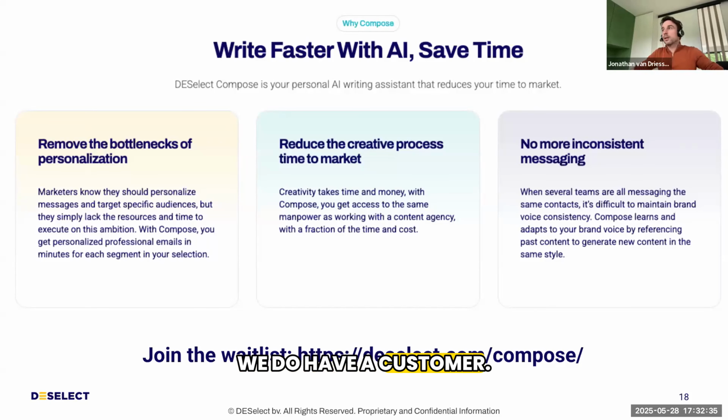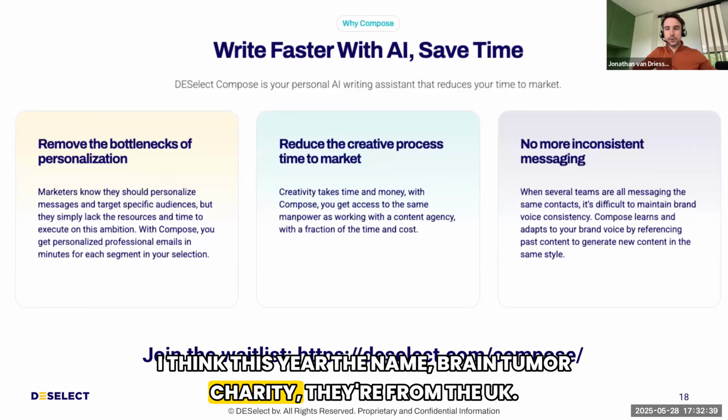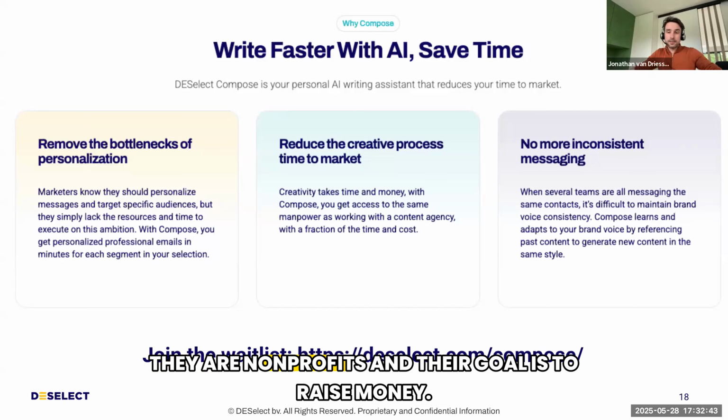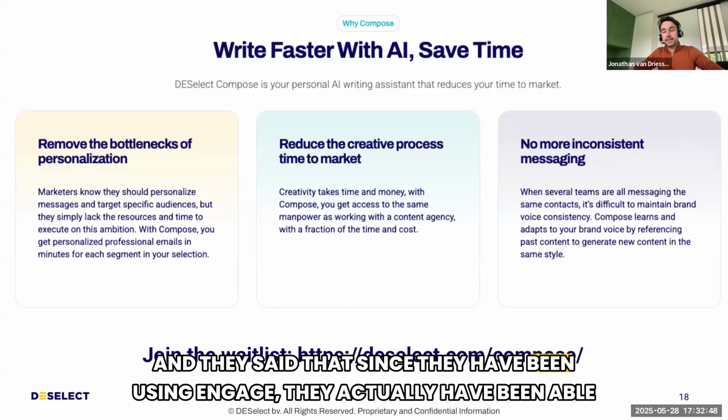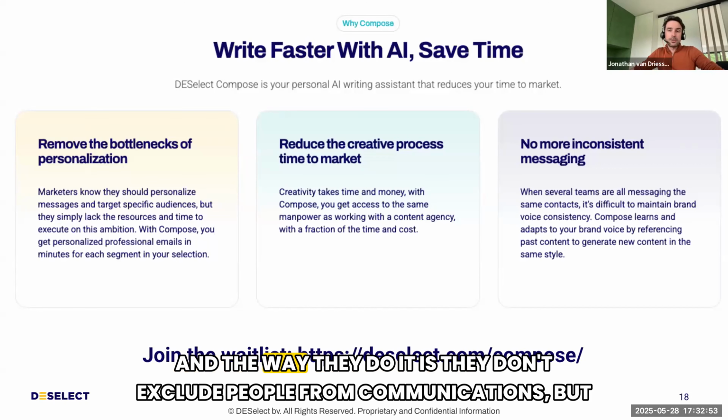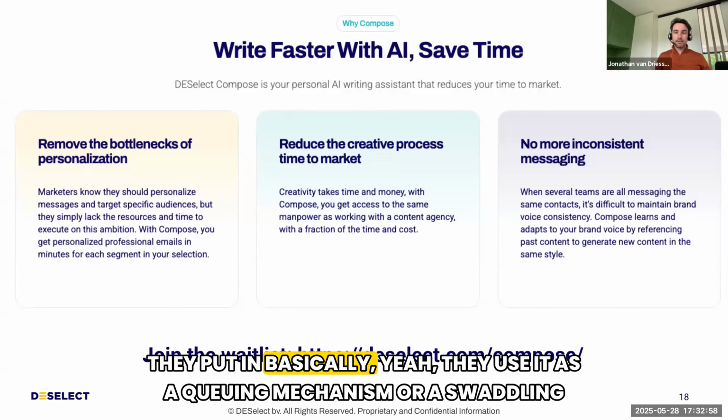We do have a customer, and I think I can share the name: Brain Tumor Charity. They're from the UK. They are a non-profit, and their goal is to raise money. They said that since they have been using Engage, they have actually been able to raise more money. And the way they do it is they don't exclude people from communications; they use it as a queuing mechanism or a throttling mechanism.